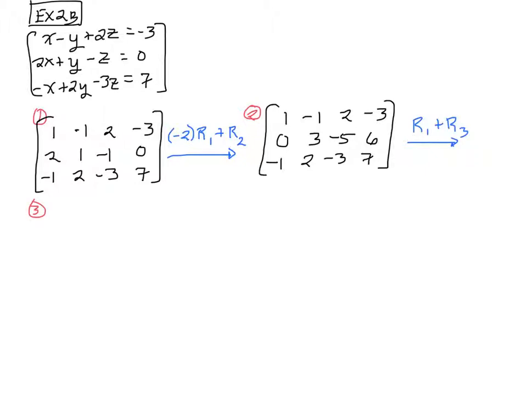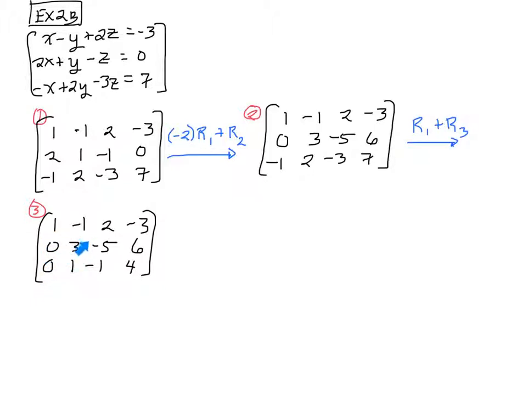So the first row will not change, 1, negative 1, 2, and negative 3. Our second row doesn't change, 0, 3, negative 5, and 6. But our third row, when I add the 1 and the negative 1, I get 0. Negative 1 and 2 gives me 1. 2 and negative 3 gives me negative 1. And then negative 3 and positive 7 gives me 4. So now I've completed column 1. I've got 1, 0, 0.